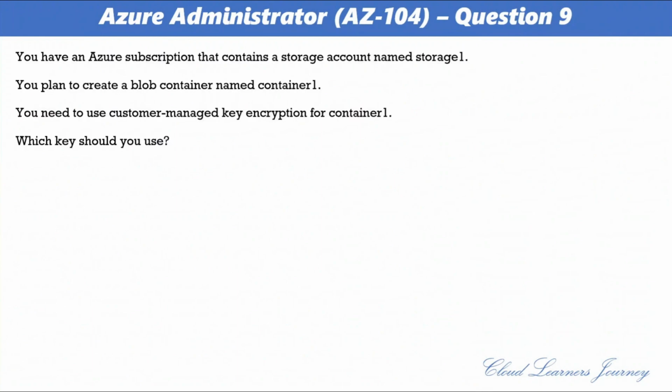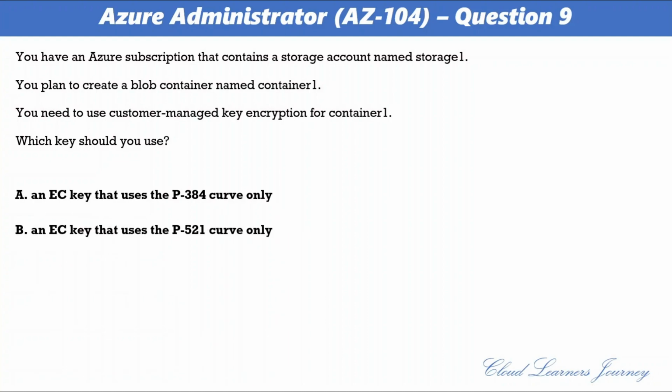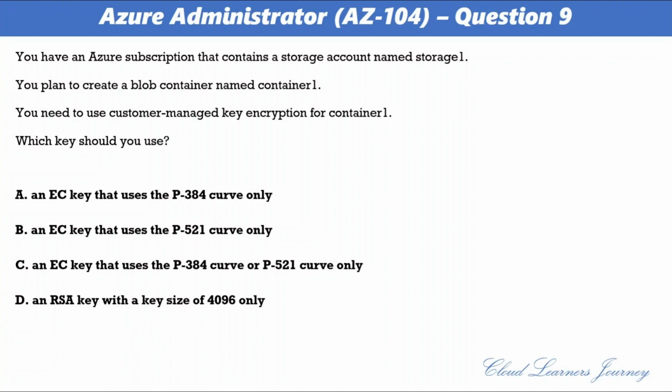Next, question number 9. You have an Azure subscription that contains a storage account named Storage1. You plan to create a blob container named Container1. You need to use customer managed key encryption for Container1. Which key should you use? And the options are A. An EC key that uses the P384 curve only. B. An EC key that uses the P521 curve only. C. An EC key that uses the P384 curve or P521 curve only. D. An RSA key with a key size of 4096 only. E. An RSA key type with a key size of 2048, 3072 or 4096 only.